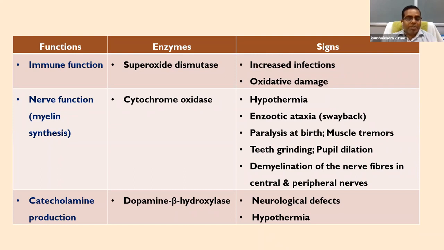Copper is also associated with catecholamine production, and the enzyme associated is dopamine beta hydroxylase. The signs are neurological defects, and hypothermia may arise under such conditions.